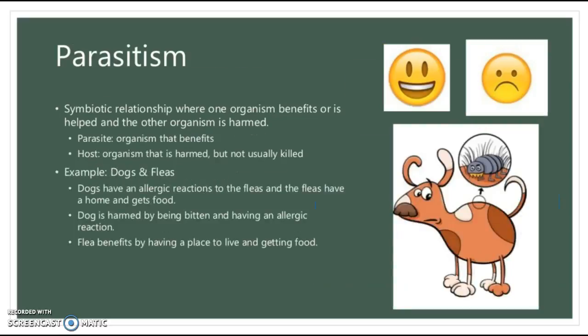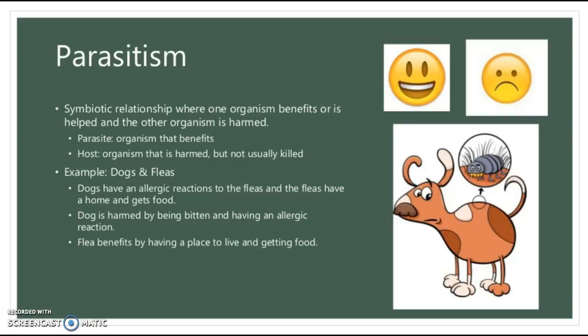Our next example is parasitism. Parasitism is a symbiotic relationship where one organism benefits or is helped and the other organism is harmed. If you look at the word parasitism, you will notice the root of the word is parasite. So in parasitism, you have a parasite, which is the organism that benefits or is helped, and you have a host. The host is the organism that is harmed, but not usually killed. Parasites don't like to kill their host because then they would have to go find a new one.